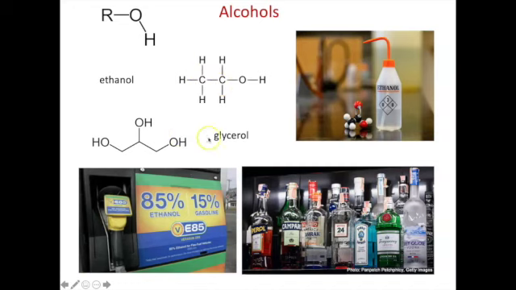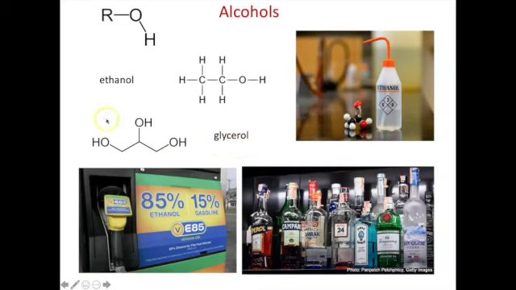We've also seen this glycerol molecule in the triglyceride. So glycerol has the name ending OL. When there's the name ending OL, that means that there's an alcohol group. And in fact, there are 3 alcohol groups. There are 3 OH groups on the glycerol molecule.